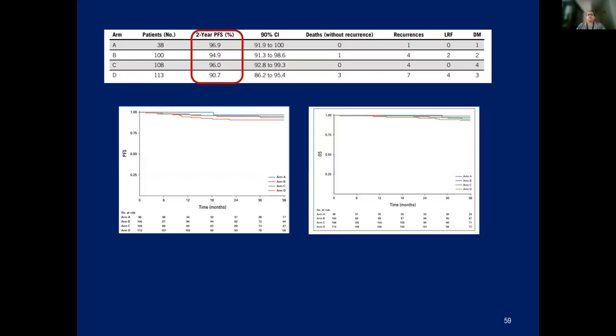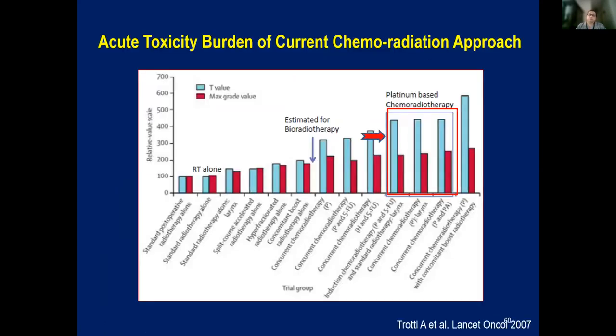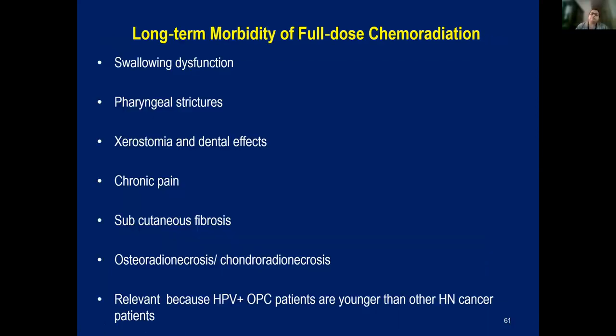And of course, the early results show that primary TORS and reduced postoperative radiotherapy result in outstanding oncologic outcomes and favorable functional outcomes in the intermediate risk HPV OPSC group. But all this brings us back to this very vital question: the burden of acute toxicity. Combination therapies have increased the toxicity burden. And if you look at the long-term morbidity, we look at swallowing dysfunction, pharyngeal strictures, xerostomia, and dental defects.